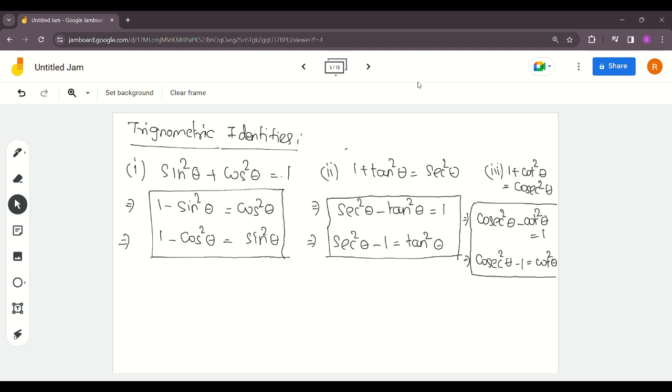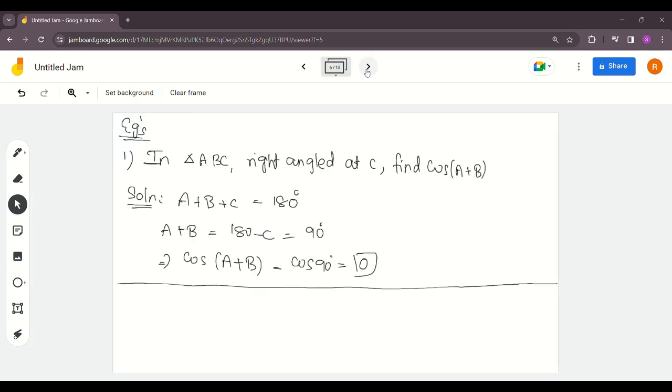Now I have solved some real examples for you guys, which will be really, really helpful for your exam. And I will show you some tricks also. Now let us go into the sums.